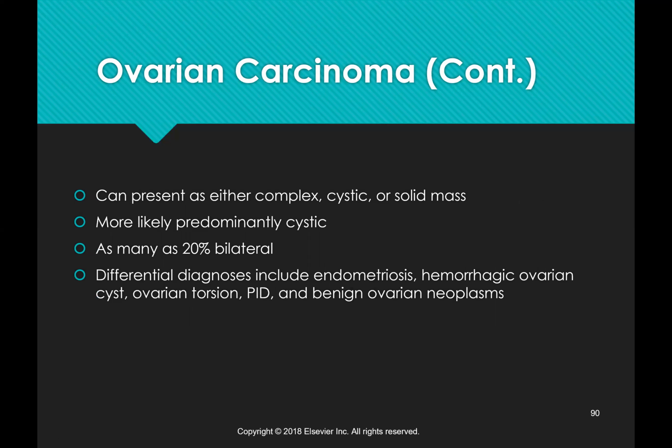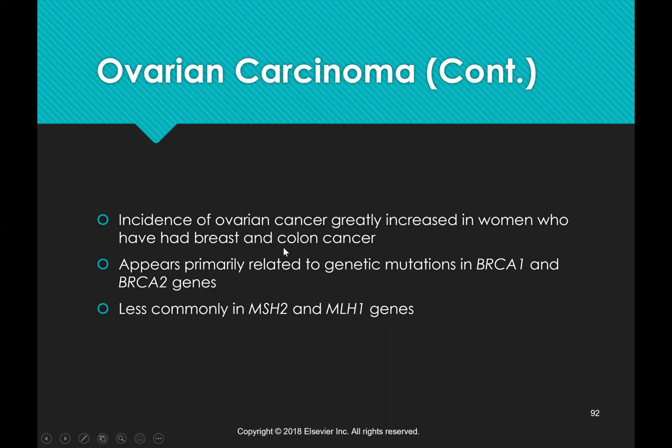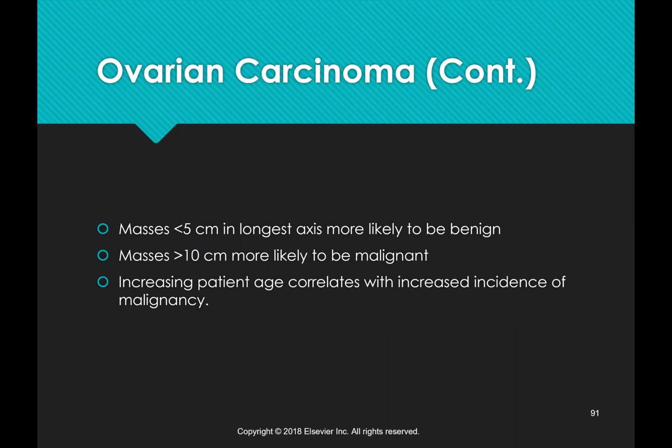So ovarian cancer can present as either complex cystic or solid masses. They're more predominantly cystic, and as many as 20% are bilateral. Again, masses that are less than 5 centimeters in longest axis tend to be more benign, and masses greater than 10 centimeters are more likely to be malignant. Increasing patient age correlates with increased incidence of malignancy. So the older you get, the higher chance that the mass that you have is malignant.